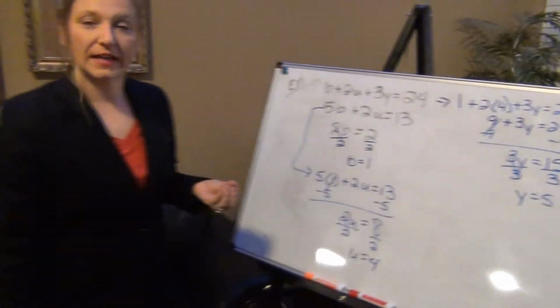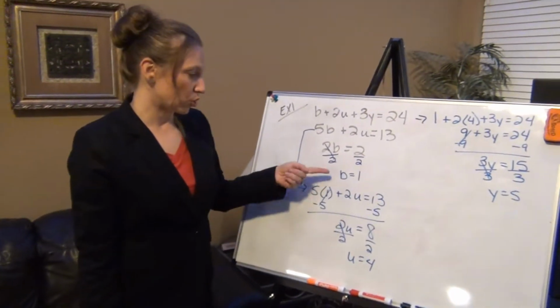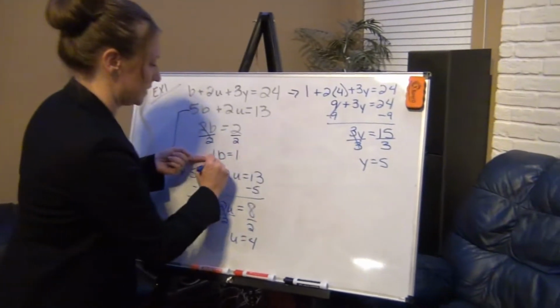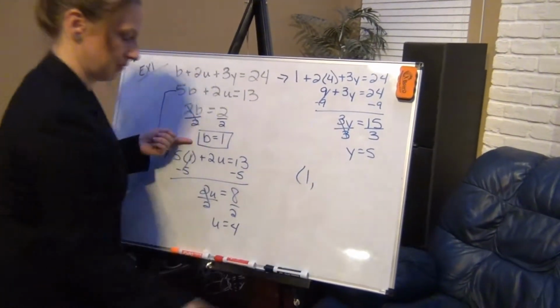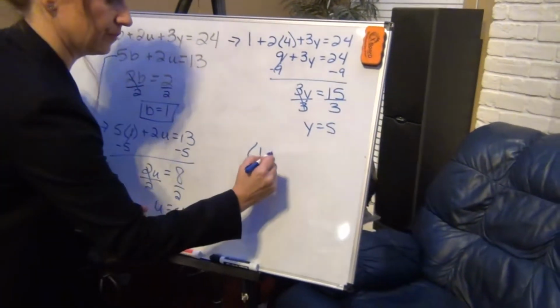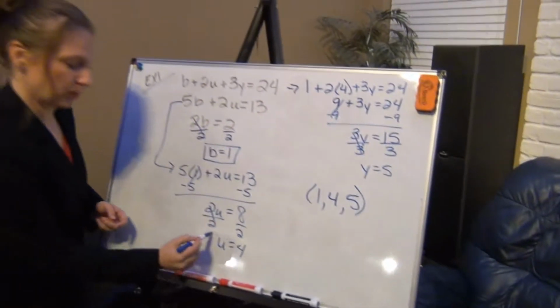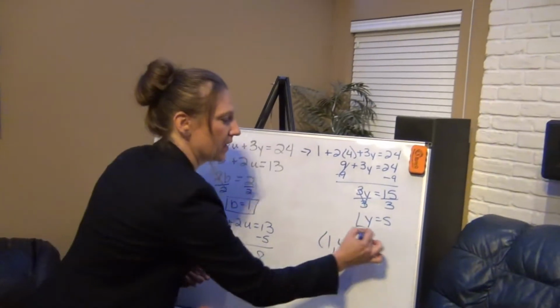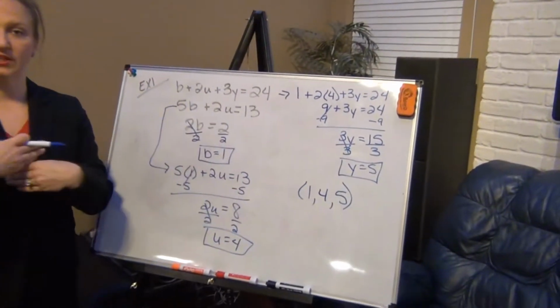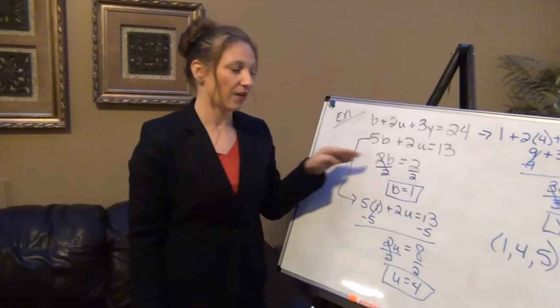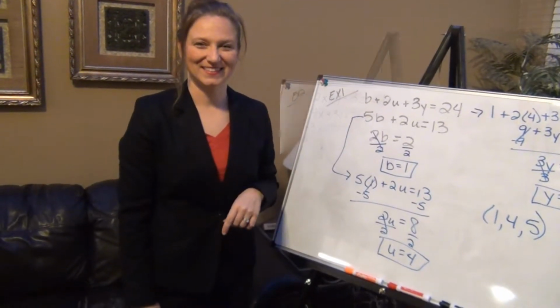And generally when we write our answer, we write our solution in alphabetical order. So it would go b is 1, u is 4, and y is 5. That would be our solution for this system. That would be the point of intersection of a 3D plane of these three linear equations.